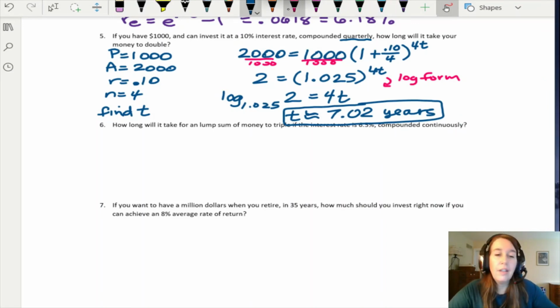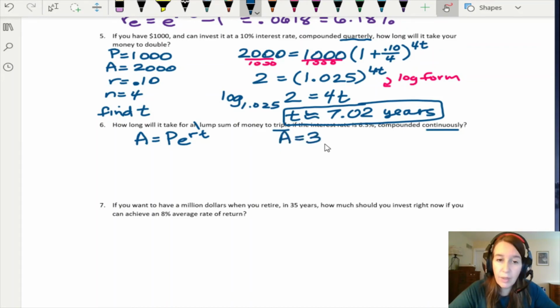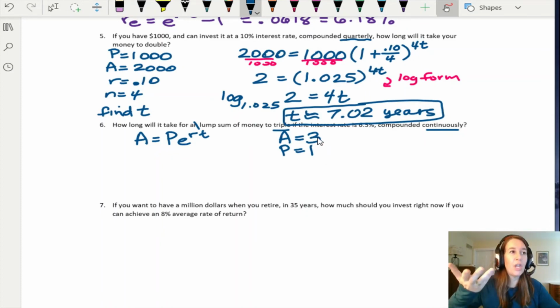All right. Next, how long will it take for a lump sum of money to triple if the interest rate is 6.5% compounded continuously. Okay, so this time we know we're going to use the continuous formula, A equals Pe to the rt. And we want our money to triple. So in other words, our A is going to be 3 times our P. Okay, again, this is the same thing. You can use 300 and 100. You could use 3,000 and 1,000. The result will be the same as if you use $3 for the final and $1 for the initial amount.